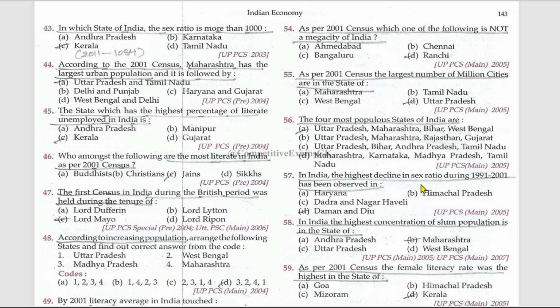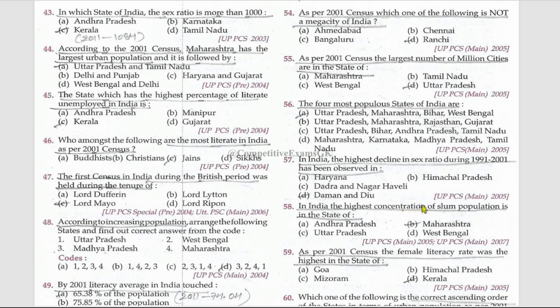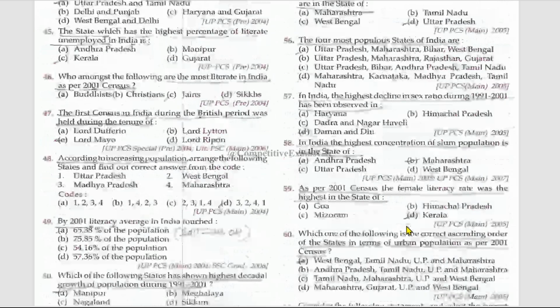In India, the highest decline in sex ratio during 1991 to 2001 has been observed in Daman and Diu. The highest decline in sex ratio during 2001 to 2011 is observed in which state? In India, the highest concentration of slum population is in the state of Maharashtra.